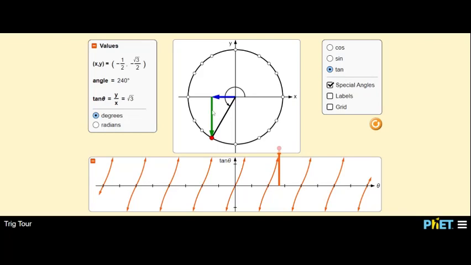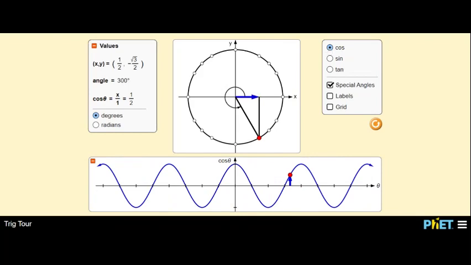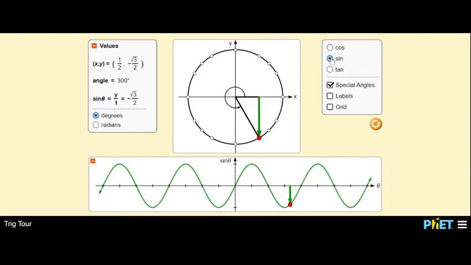Now let's have a look at the fourth quadrant. See here for angle 300 degrees, the value of tan is minus root 3. And cos is 1 by 2, see it is positive because this lies in the fourth quadrant. Similarly, sine, yeah, this is also negative root 3 by 2 because this lies in the fourth quadrant.